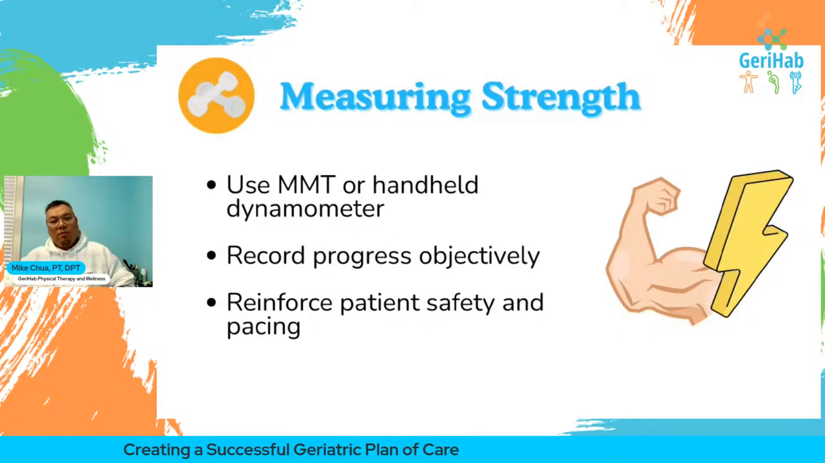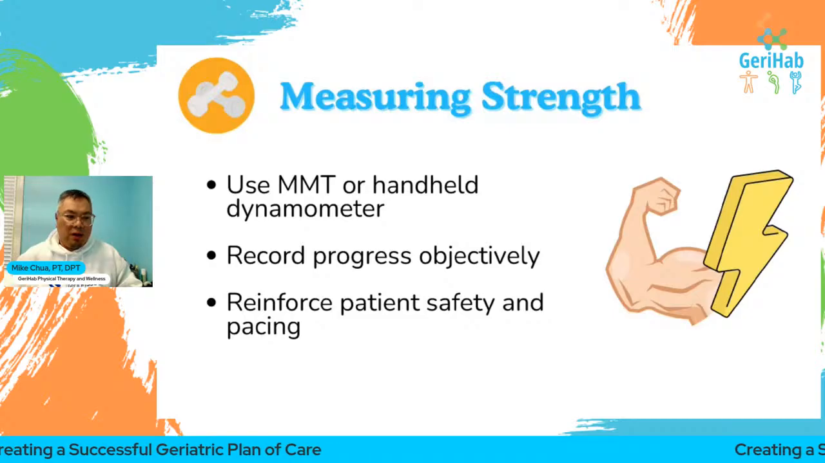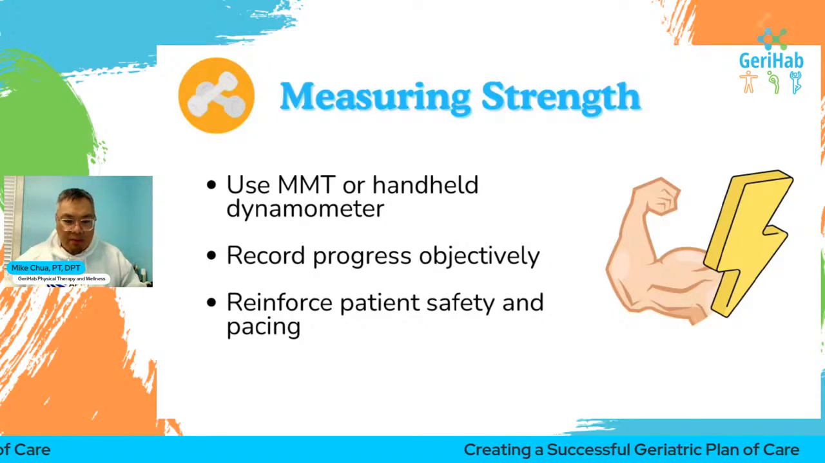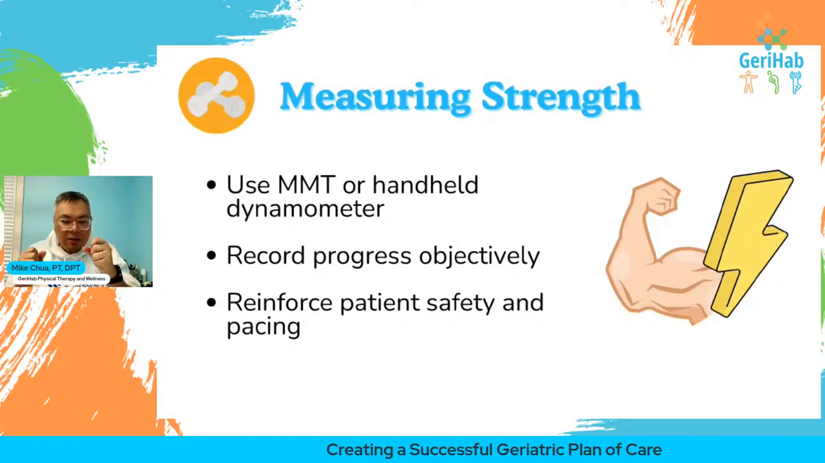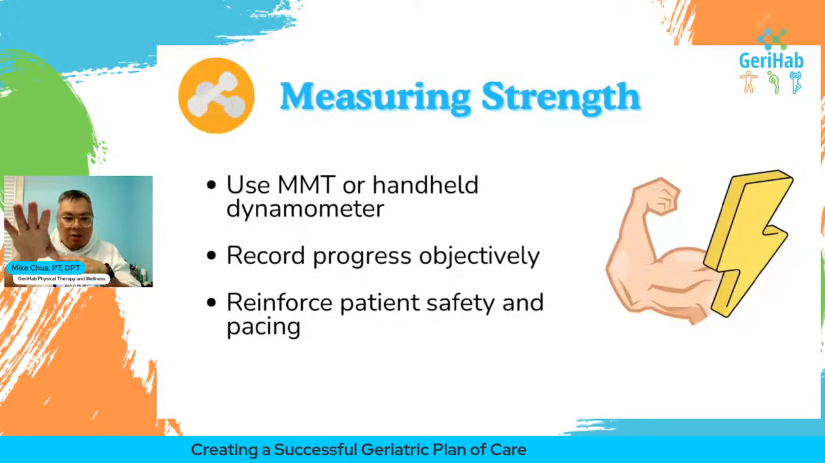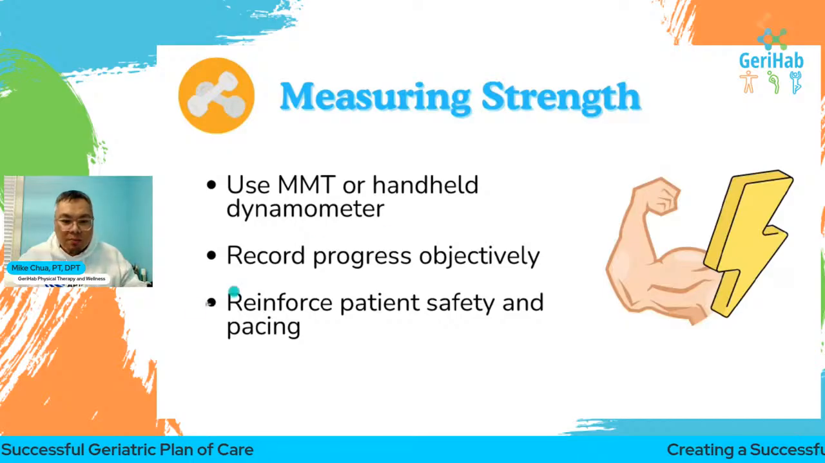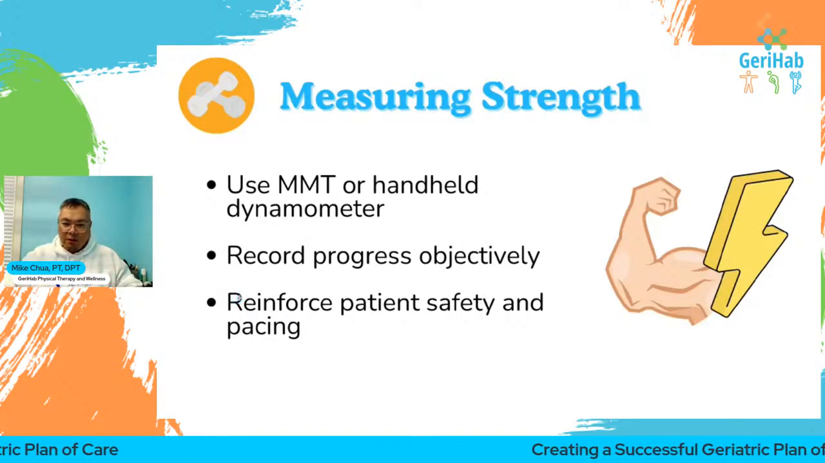They don't have to buy those expensive ones. We have those 30, 40, $50 hand dynamometers. Use that. Have them squeeze that in their hands. Have them kick your knee extension and then resist it there. And then record the progress objectively. You got to be very objective.